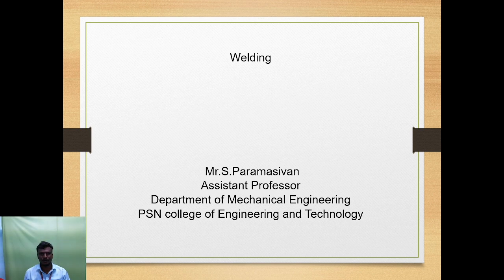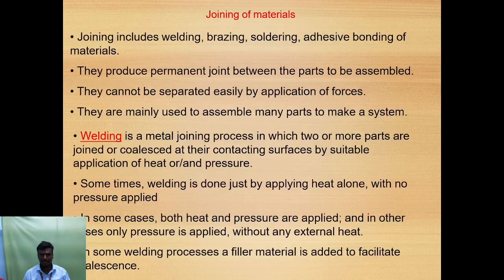Today we are going to discuss welding and basically the joining of metals. Joining includes welding, brazing, soldering, and adhesive bonding of materials. They produce a permanent joint between the parts to be assembled. They cannot be separated easily by the application of forces. They are mainly used to assemble many parts to make a system.